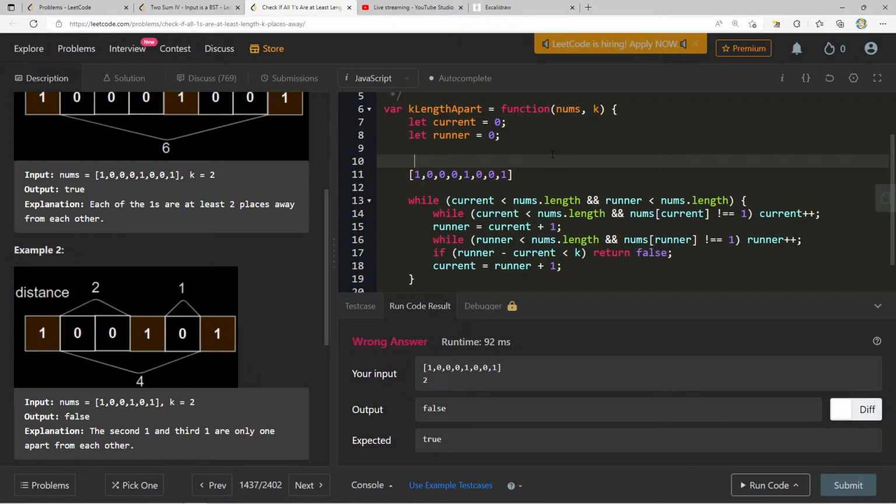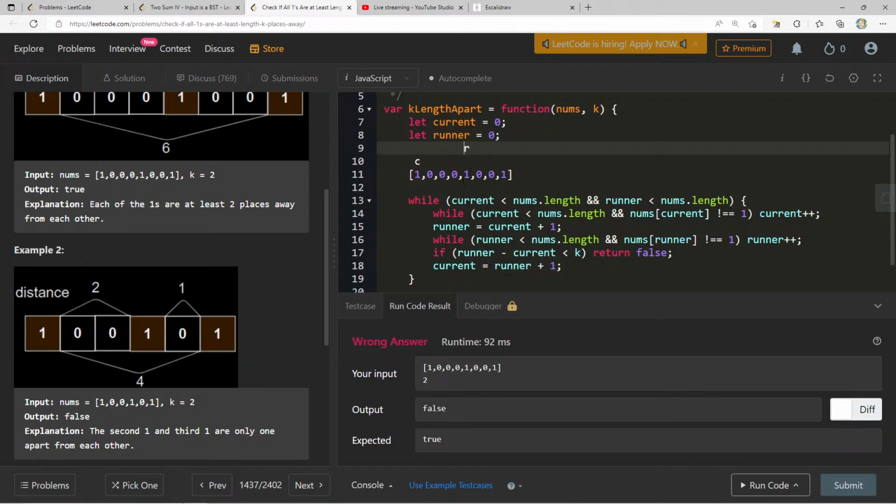Okay, so current is 0, runner is 0. While current is less than nums.length and nums of current is not equal to 1, which it is, current plus plus. Okay, now runner equals current plus 1. While runner is less than nums.length and nums runner is not equal to 1, we continue, it's equal to 1.